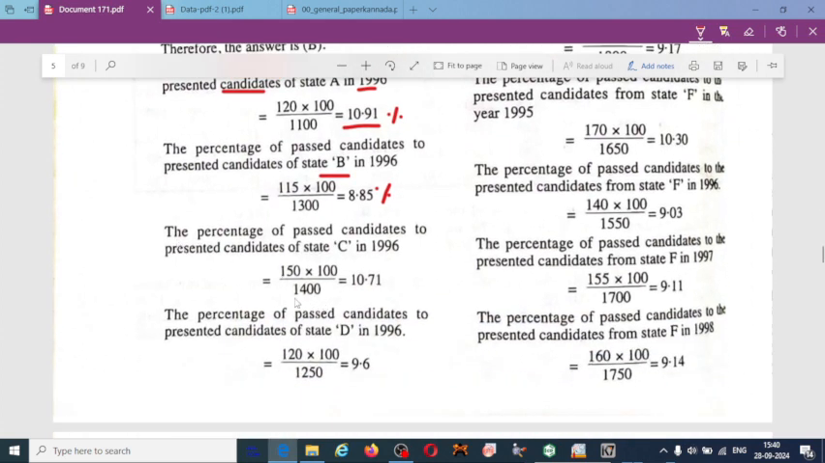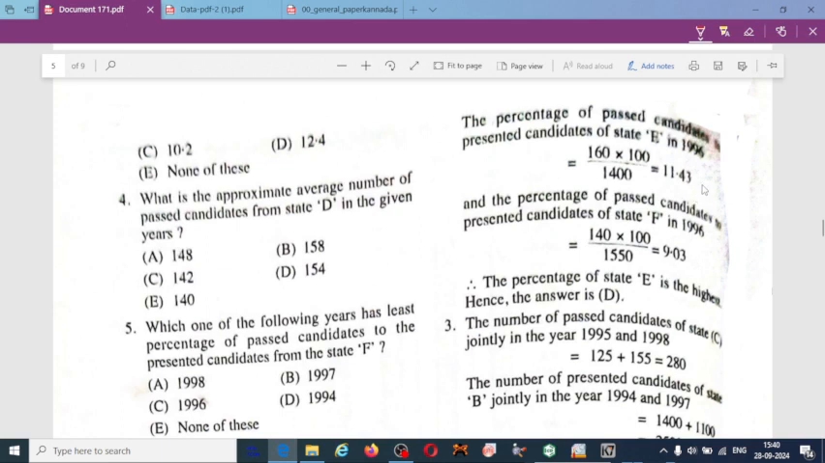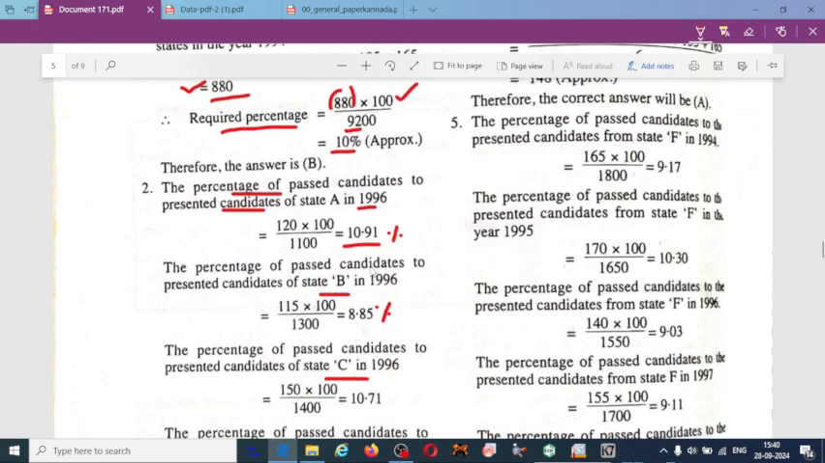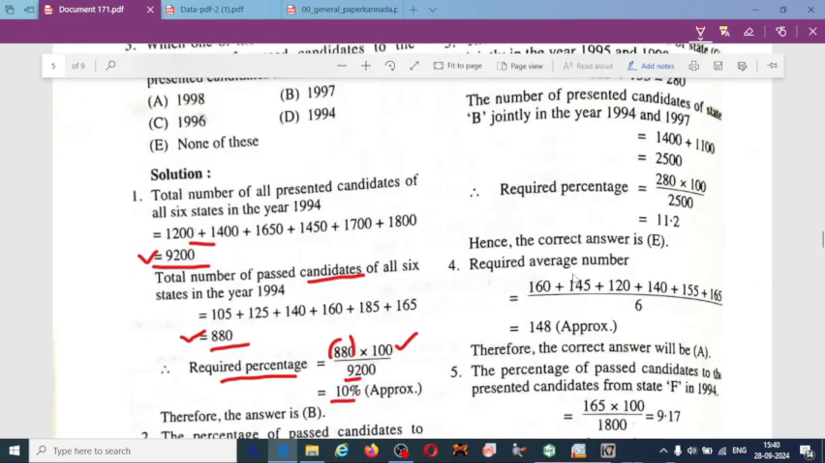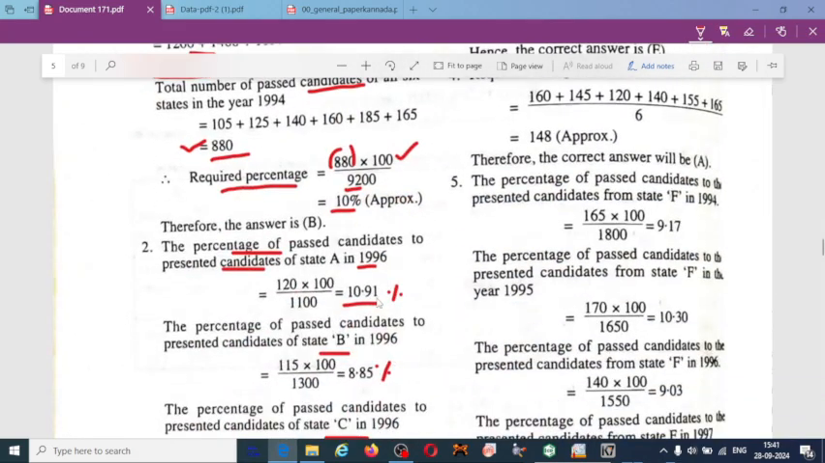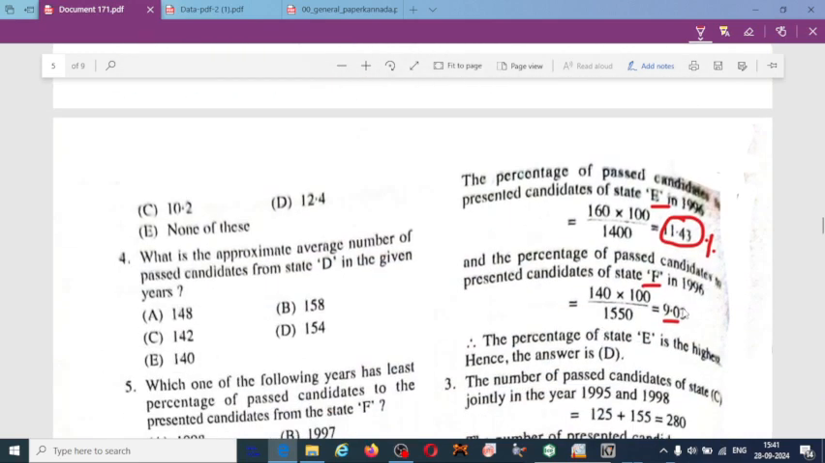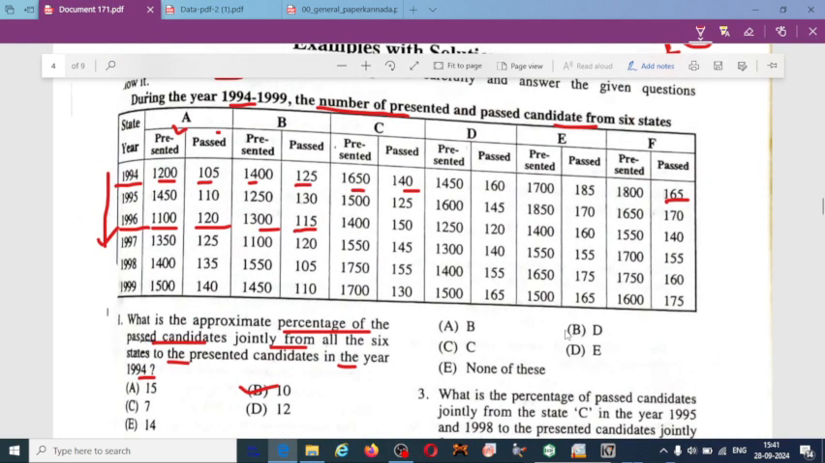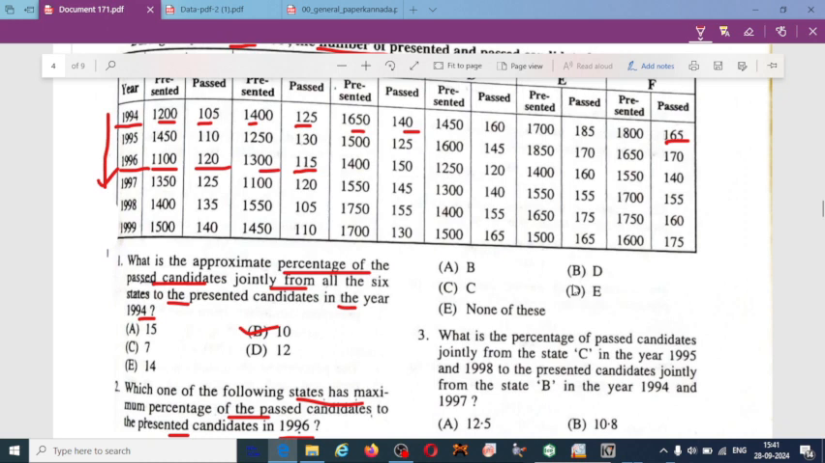Like that you can calculate the percentage for state C and state D. Once you get them, you can compare which state has the maximum percentage. This is for state E, 11%, state F, 9%. If I compare the ratio of passed to presented candidates, the percentage is more for state E, 11.43%. The other states have 10, 8, 9%. So state E has the maximum percentage. So answer D is correct.